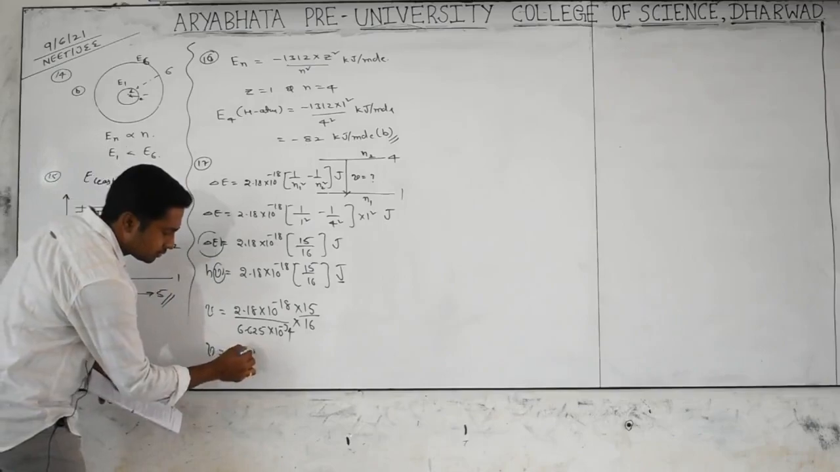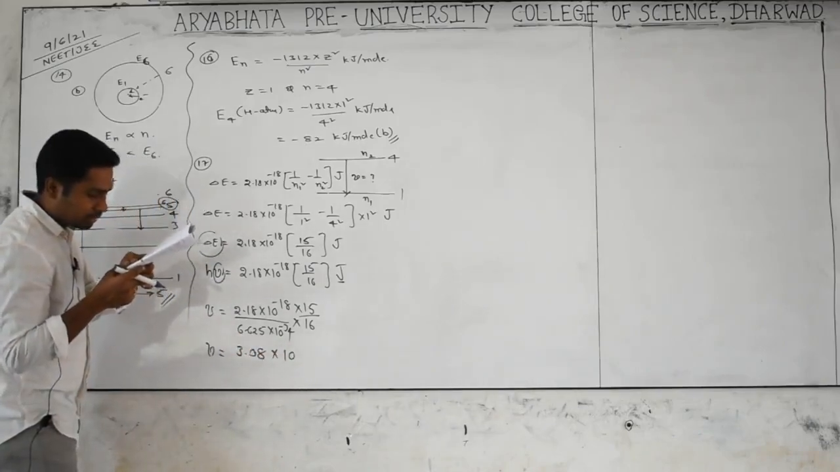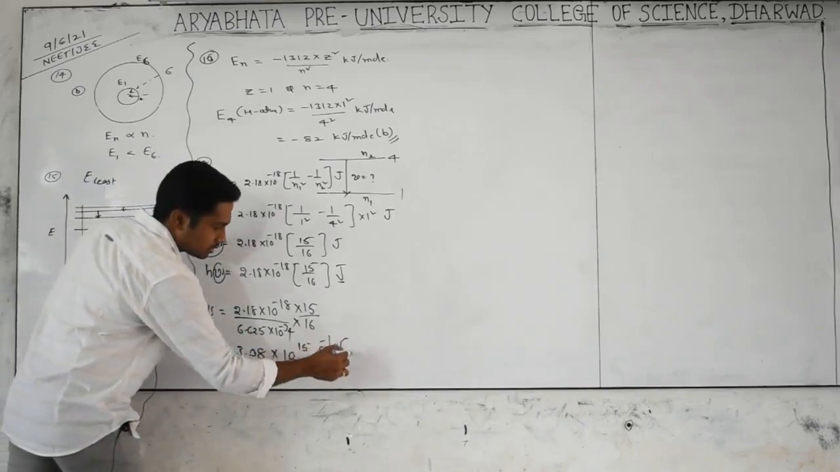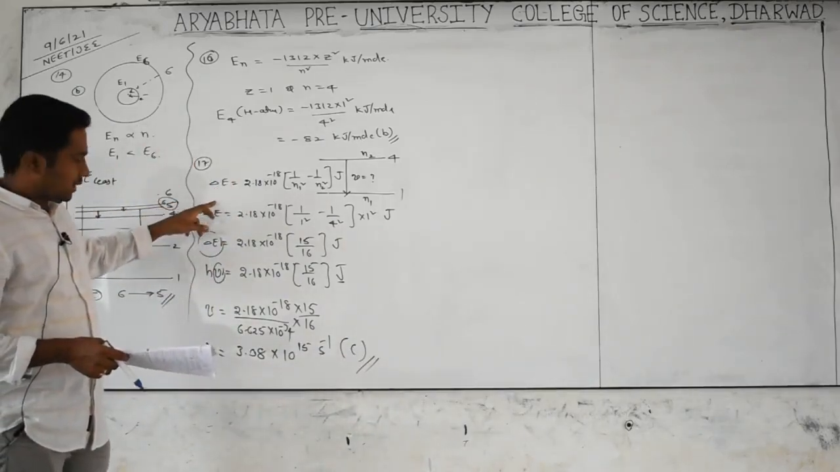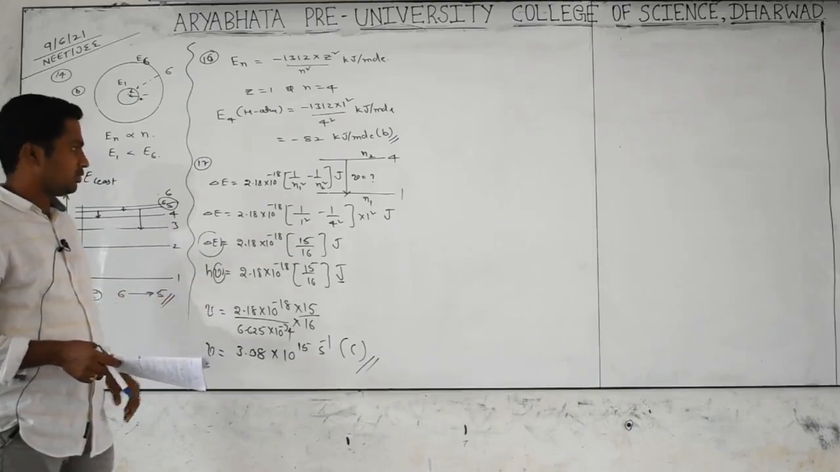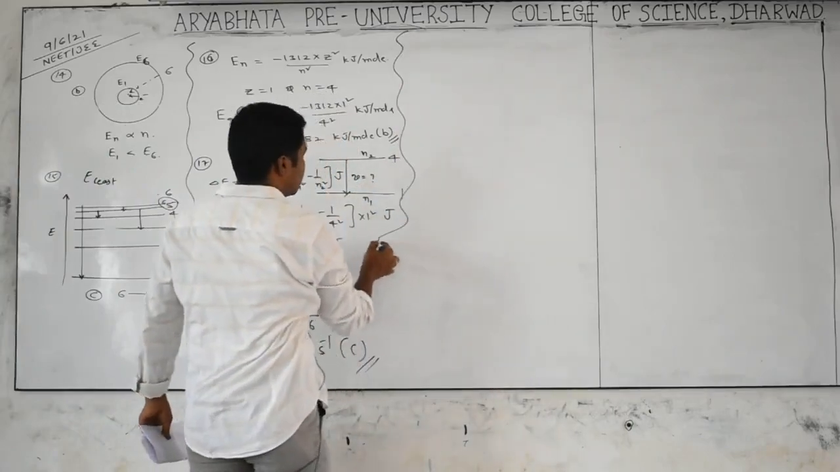3.08 into 10 to the power of 15, I think, you are getting. 15, second inverse will be the answer, it is option C. First we calculated the energy difference. Energy difference is nothing but light. Light is nothing but h nu, but we want frequency, so we do it like this. It is a good question. And we can go for some other problems.